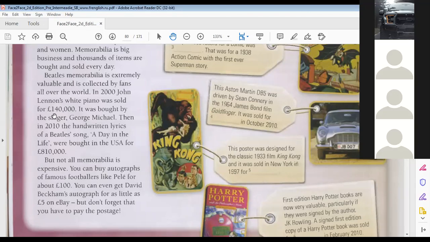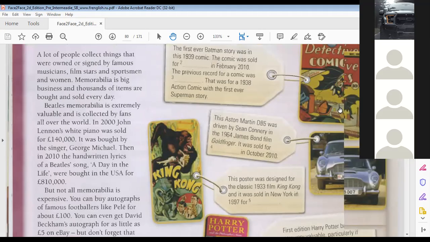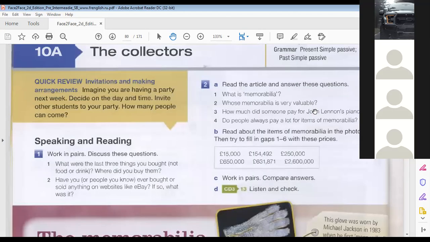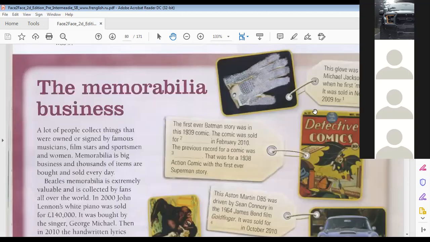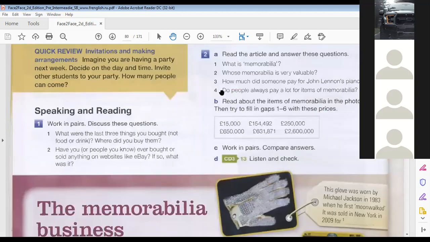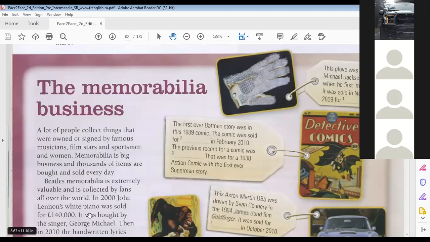140,000 pounds? Very cheap. Yes, I think the person who bought it thinks it's cheap too. Very interesting. Oh, and a piano. It's only a piano, exactly. Why pay this much for a piano? But do you know why? Because it's a special piano, not a normal piano.